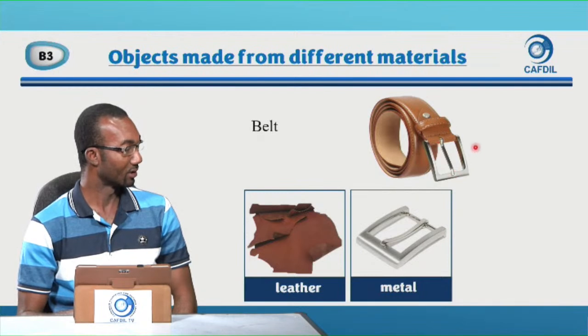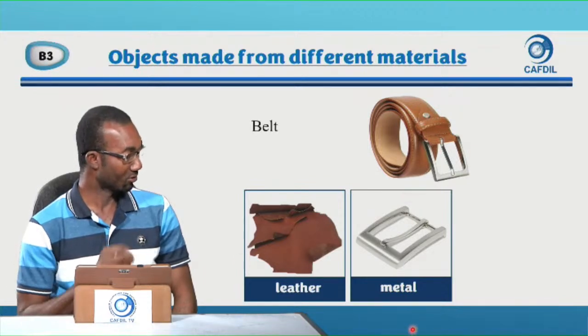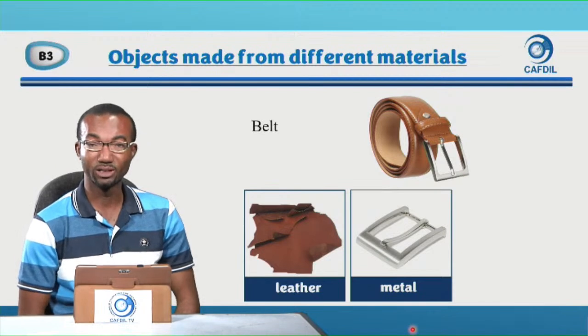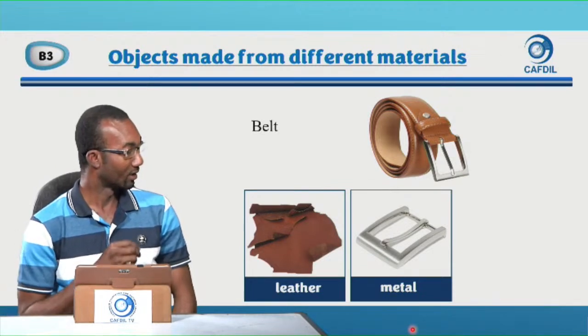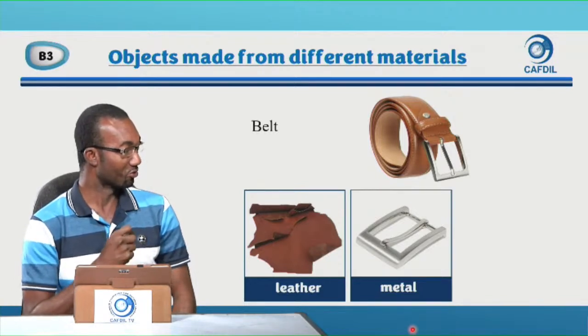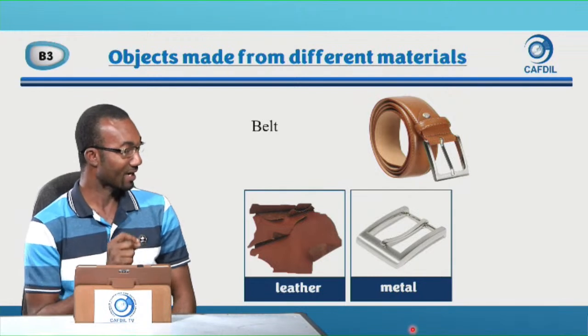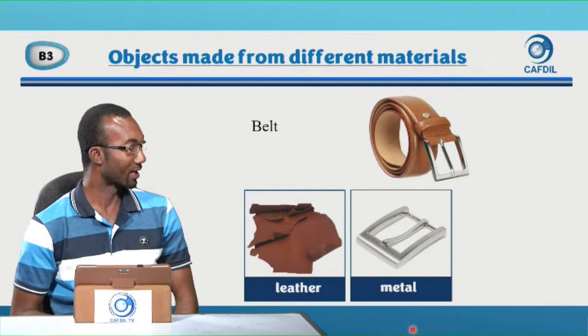This portion is made of metal. You have one metal here, you have one metal here. So apart from the leather and the metal, what do you see again on this belt? If you look at the belt very well, you can see that something was used to fasten the edges of the belt together. Good, they used thread.